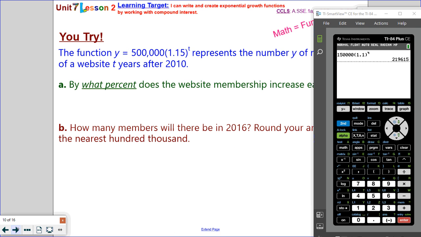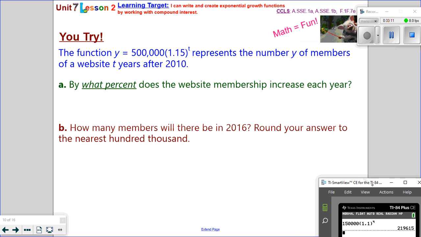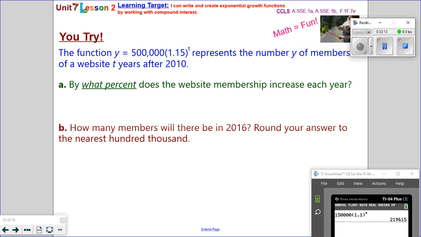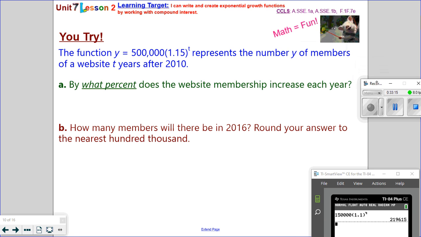All right. So this one, basically you try and look at the piggy. Oh, it's very nice. Math equals fun. Stop looking at the pig, please. Stop. All right. Thanks. I mean, pig is nice. I like the pig.